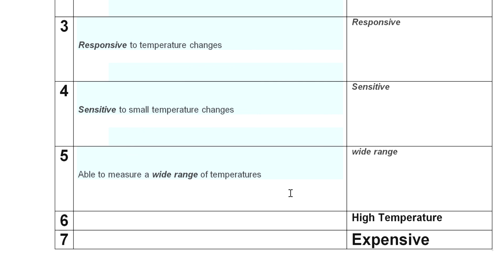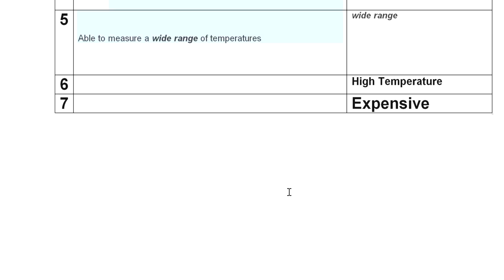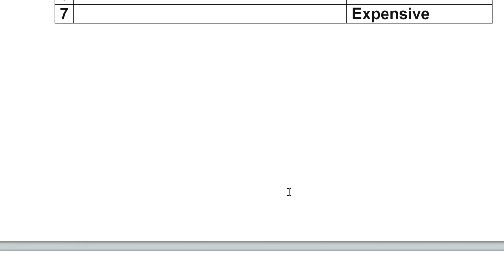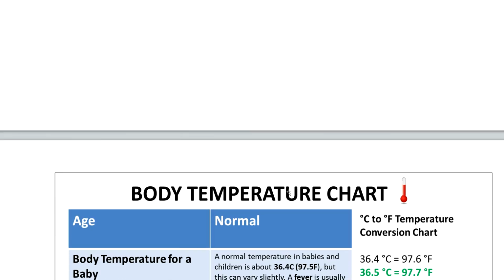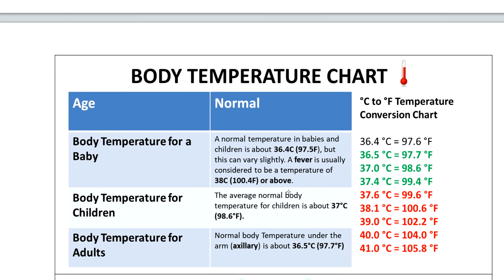So these are the points for a thermometer. All of you write these points in columns. Here for your interest I have listed a table.